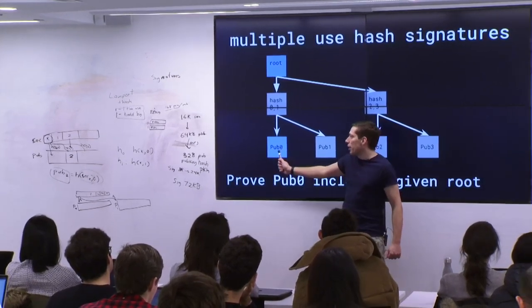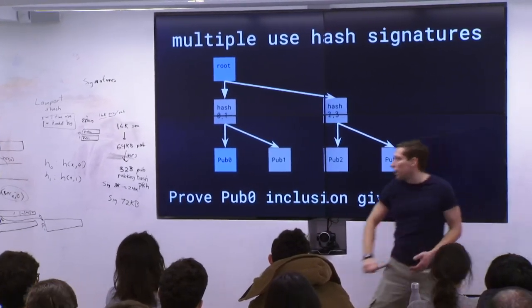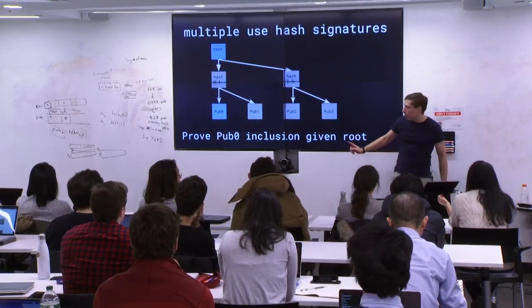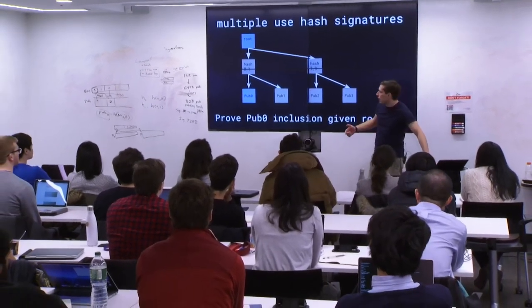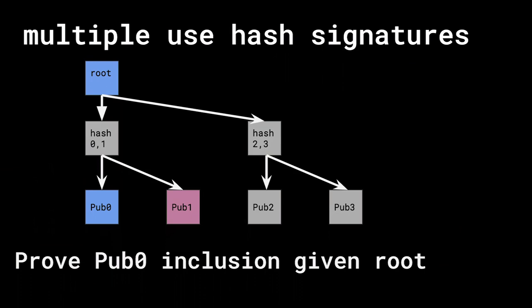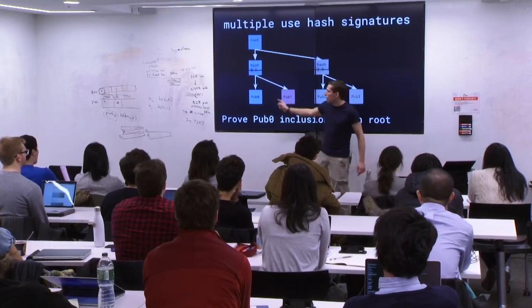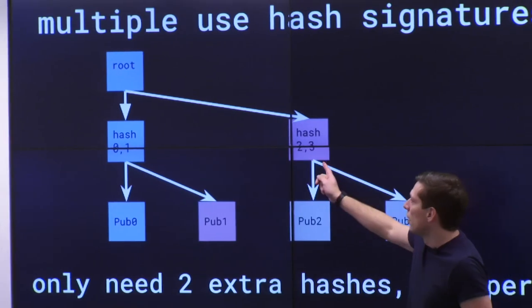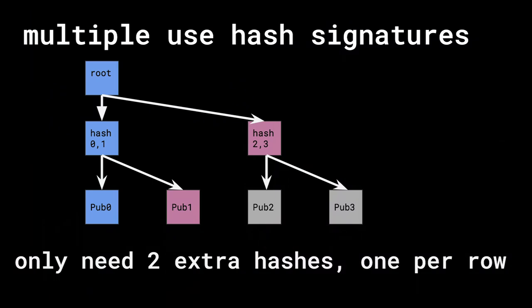And then that verifier is provided with public key zero, saying, hey, here's a signature, here's the message, here's public key zero. Now the prover needs to prove that public key zero is contained within the root. The only two things the prover needs to add are public key one, which allows the verifier to compute this, and hash 2-3, which allows the verifier to compute the root and check that it's equal. So you only need two extra hashes instead of all four.